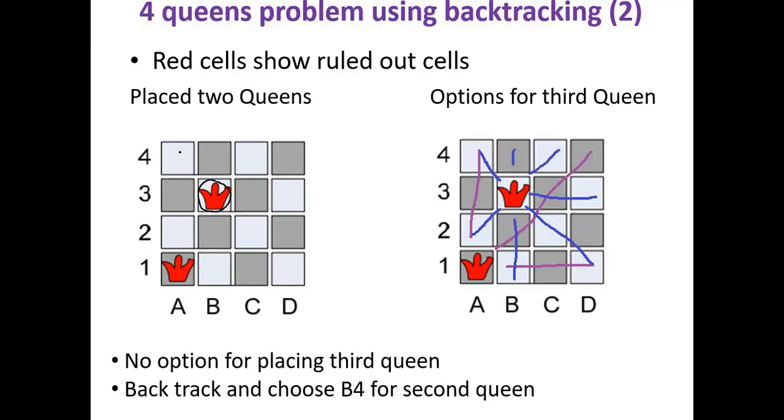So what happens? You just see, these are the movements of the first queen and second queen. You can move like this, like this, like this, like this.